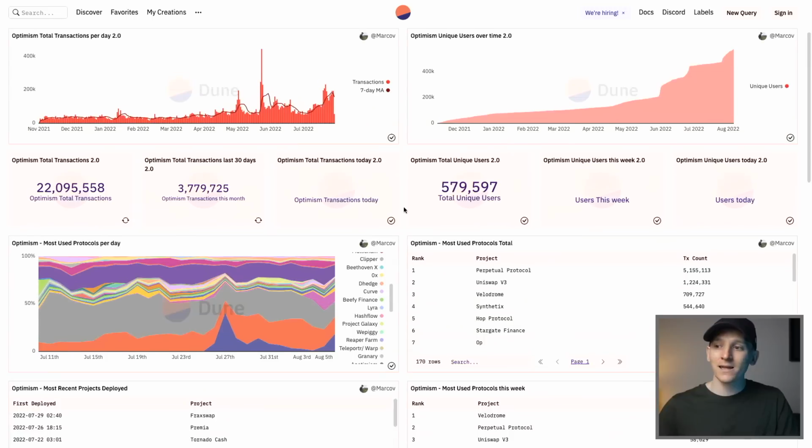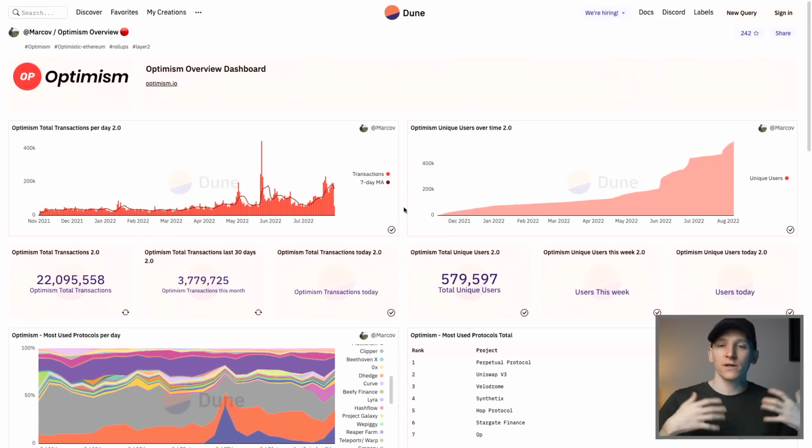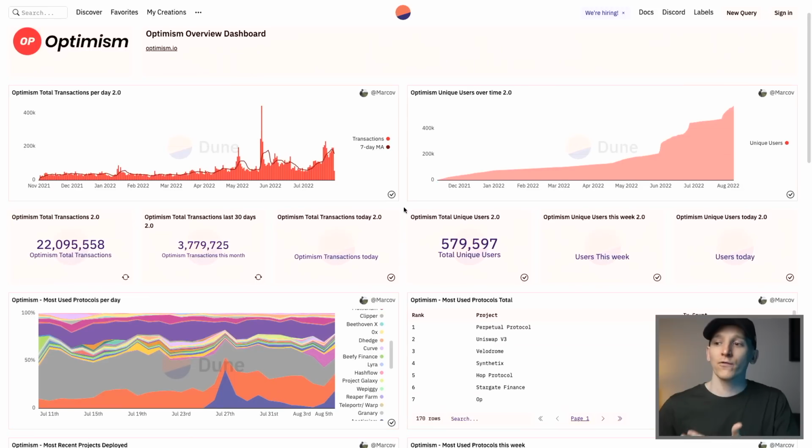Do that for any blockchain and any application. And you can see exactly where the users and the transactions are and all the fees. Because if you're investing in something, you want to know, is this thing growing? And you can see it right on Dune Analytics for every blockchain and every protocol.